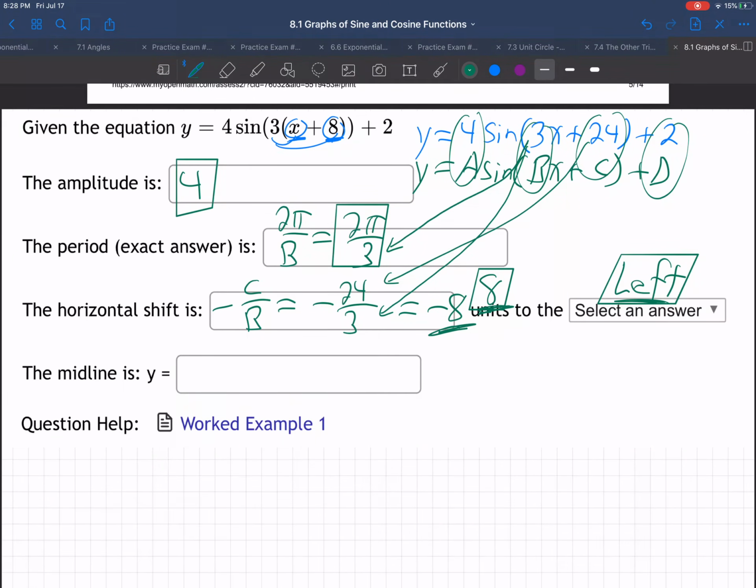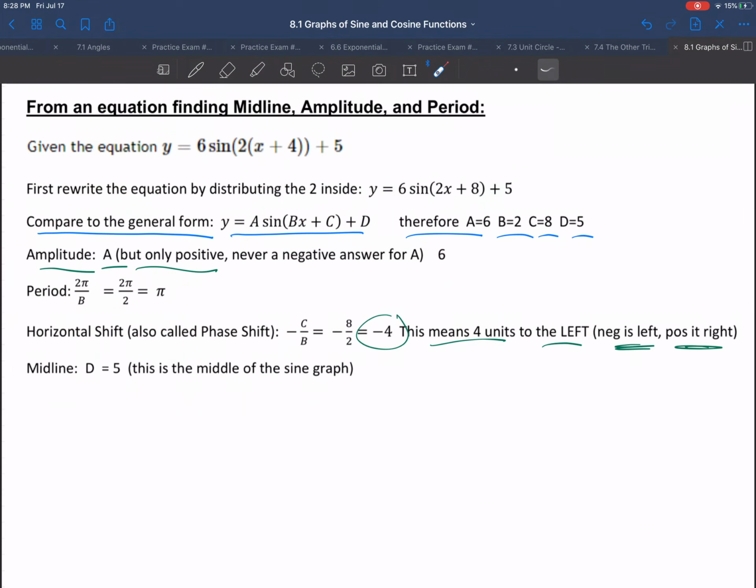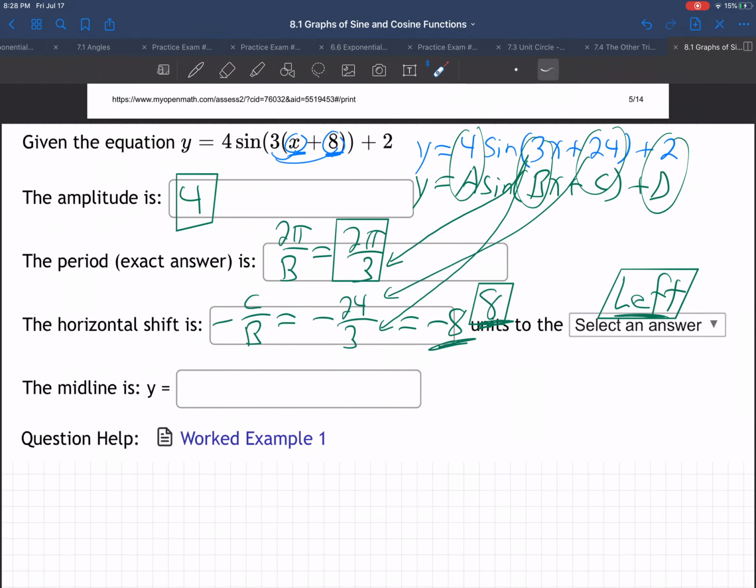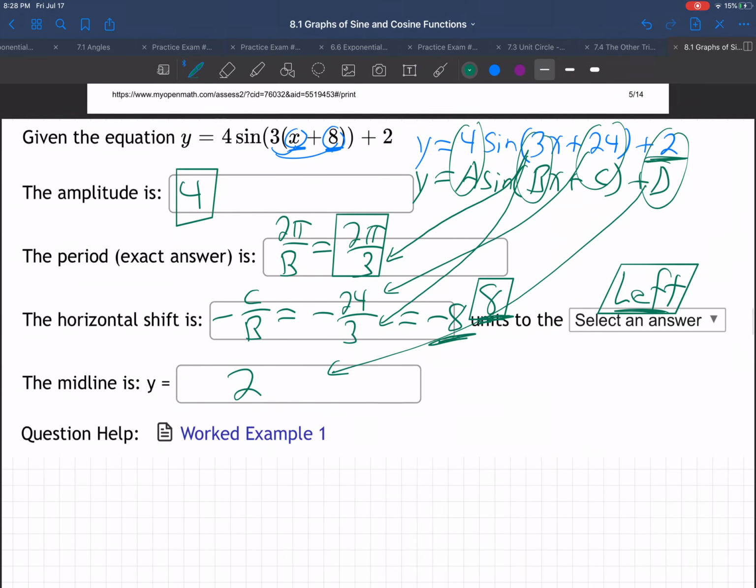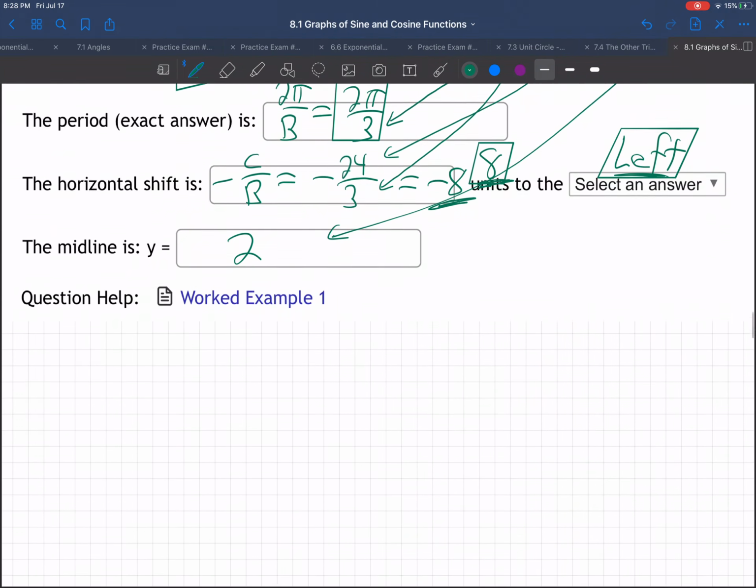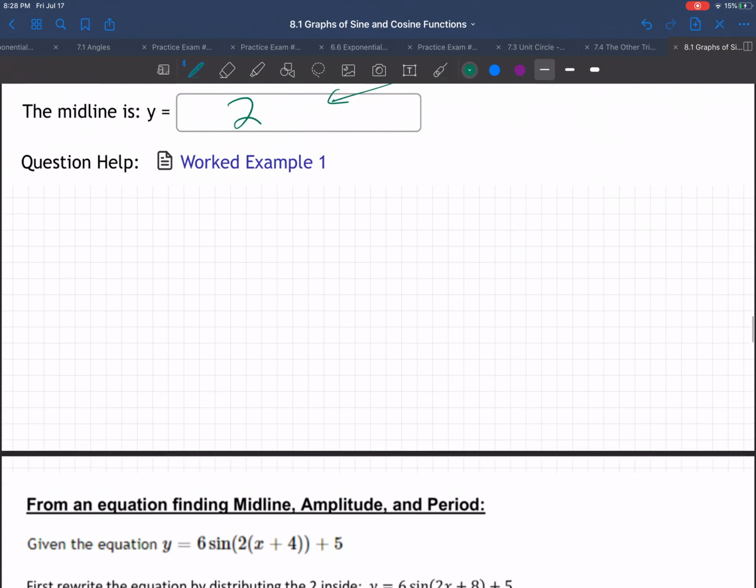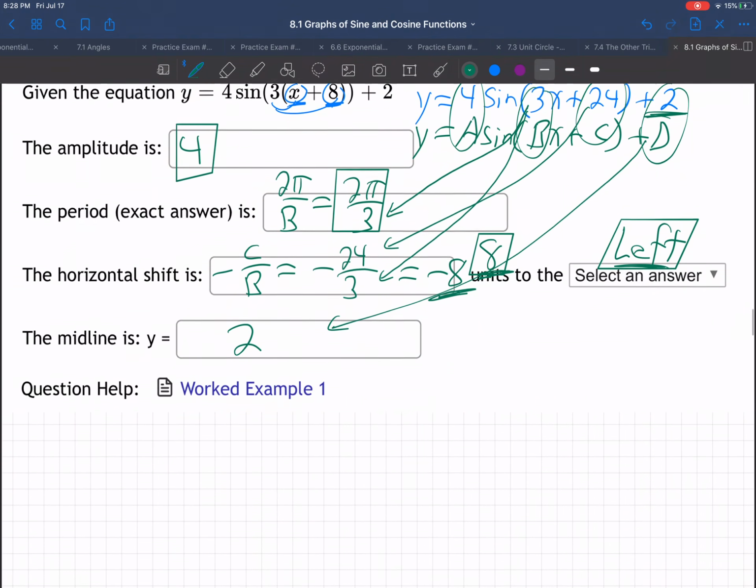Finally, the midline. How do we get the midline? Midline, that's just d. So that's pretty easy. There it is, d right there. It's just 2. So that number way off to the right is the middle of the sine or cosine graph. And so there we go. Make sure you have these notes with you for the homework and the exams. That will help.